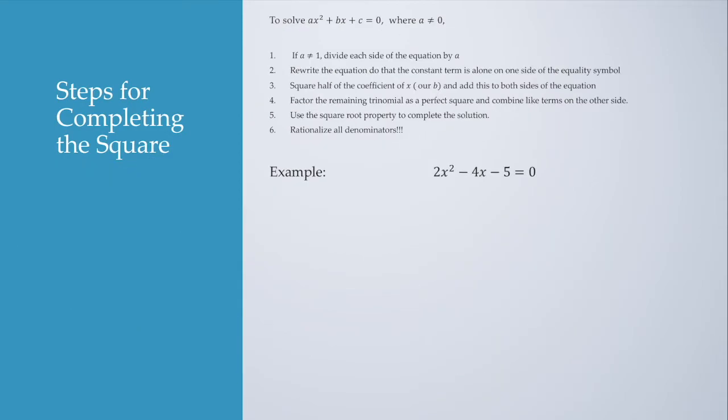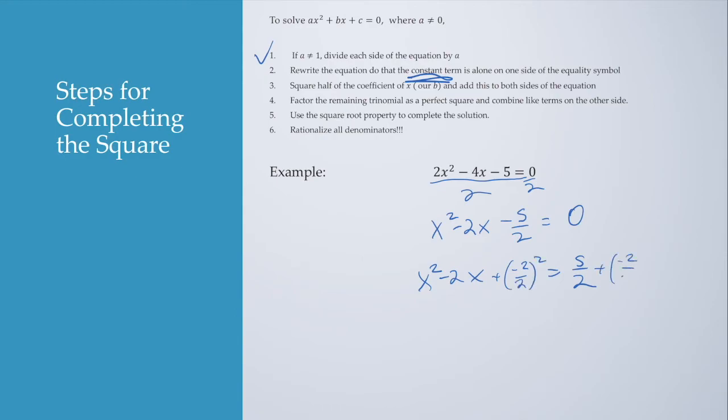All right, the last example for this section. We do not have a leading coefficient of 1. So we're going to have to divide both sides of the equation by our a, which in this case is 2. So I have x squared minus 2x minus 5/2 equals 0. I'm going to add 5/2 to the other side because I want my constant term all by itself. I'm going to add my middle term divided by 2, squared. Negative 2 divided by 2 squared is 1.